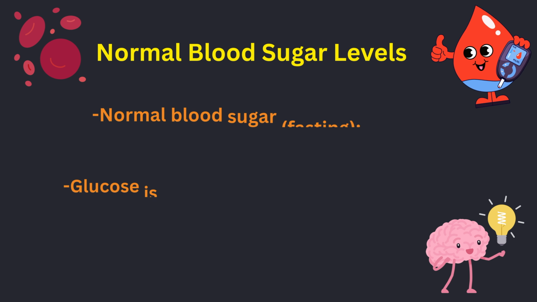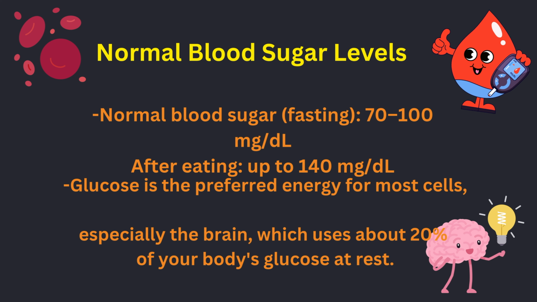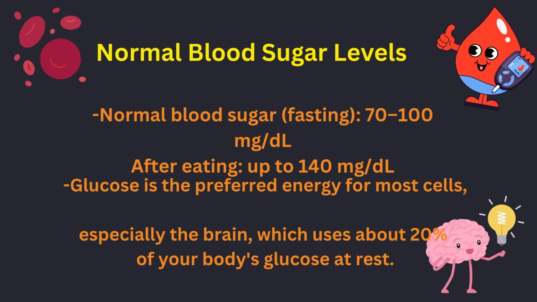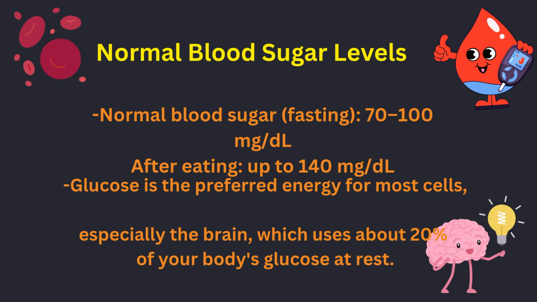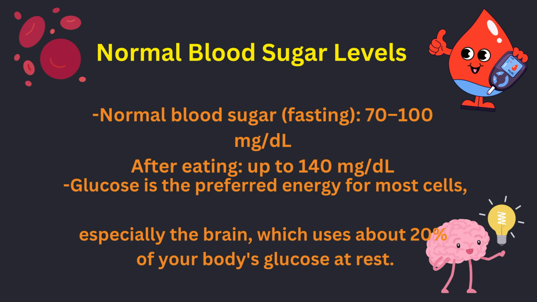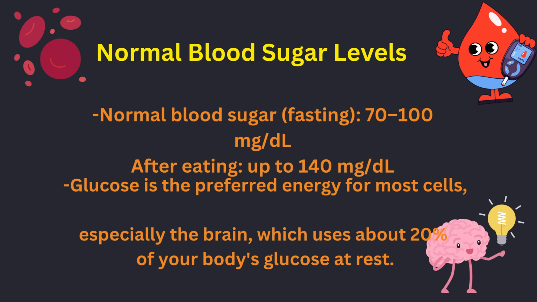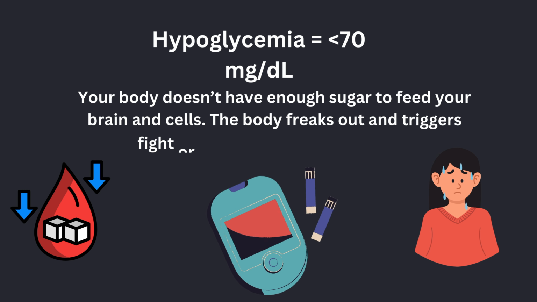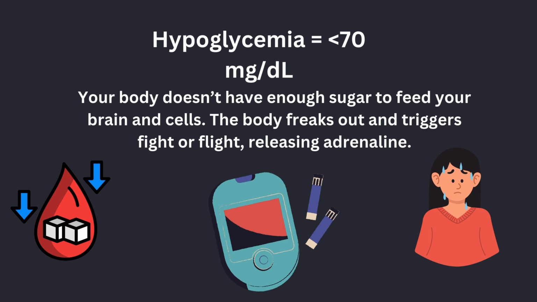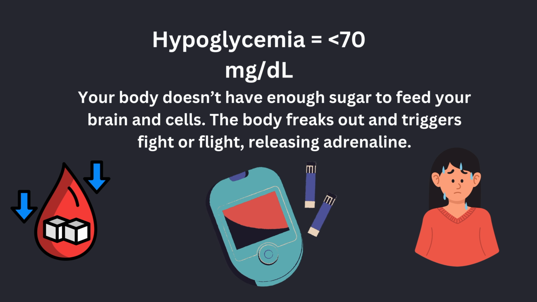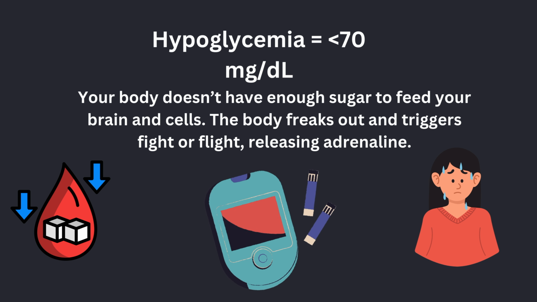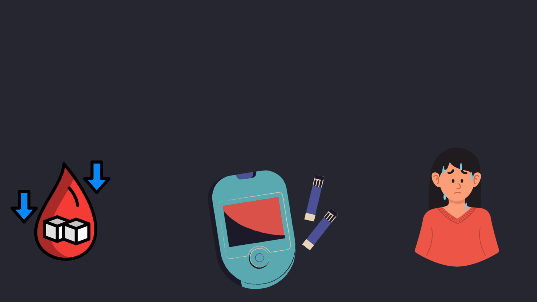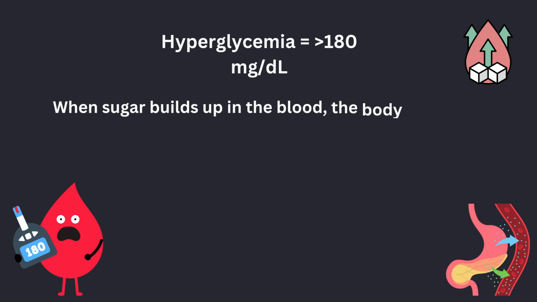So normal blood sugar levels are usually between 70 and 100 when fasting and can be up to 140 after eating. Glucose is the preferred energy for cells, especially the brain, which uses about 20% of your body's glucose. Hypoglycemia is blood sugar under 70. Your body doesn't have enough sugar to feed your brain and cells. The body freaks out and triggers the fight or flight, releasing adrenaline.